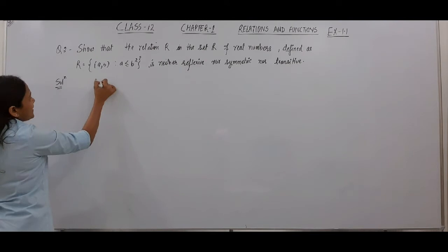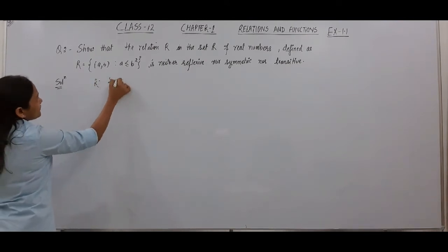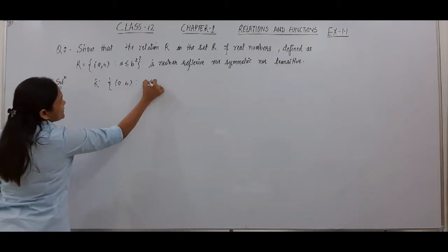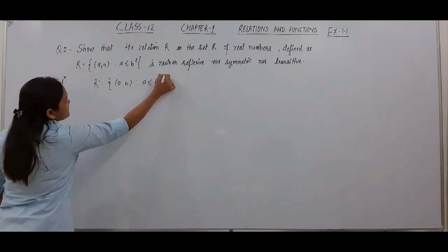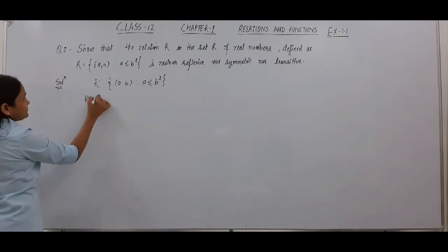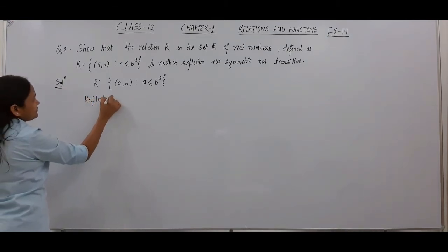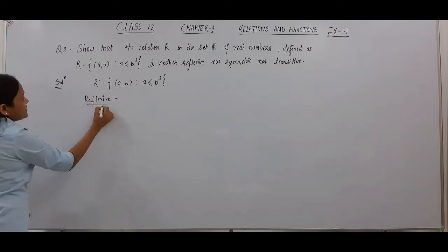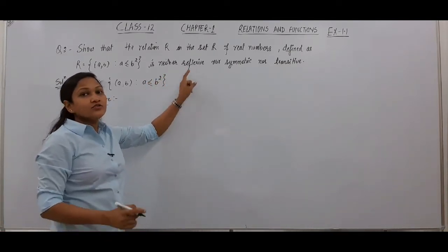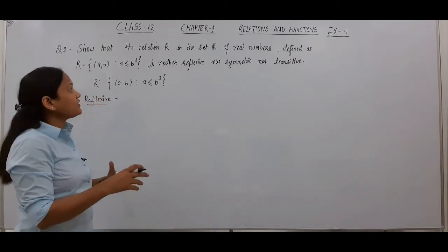And now R is defined as (a, b), a is related to b if and only if a is less than equals to b square. Now check for reflexivity. Now you have to show that this relation is not reflexive. So you have to create a counter example.